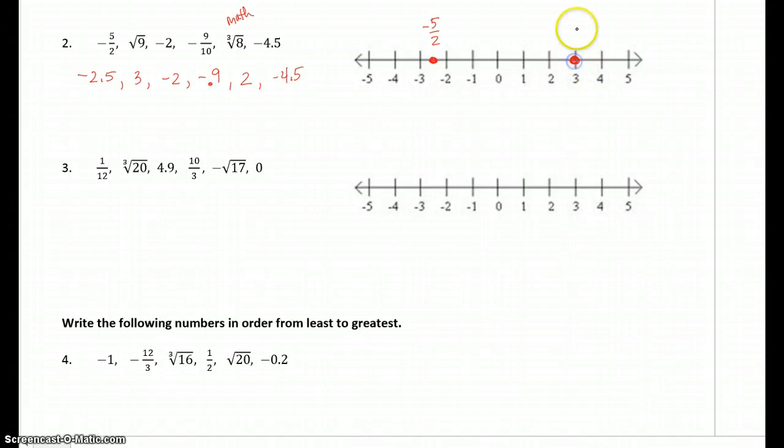On 3, I'm plotting 3, but they gave us the square root of 9, so I'm going to put the square root of 9. We've got negative 2. Negative 0.9, so negative 0.9 is almost negative 1, but not quite. So I'm going to label that negative 9 over 10. We've got 2, but they gave us the cube root of 8, so I'm going to make sure I label that the cube root of 8. And then negative 4.5. That is halfway between negative 4 and negative 5.